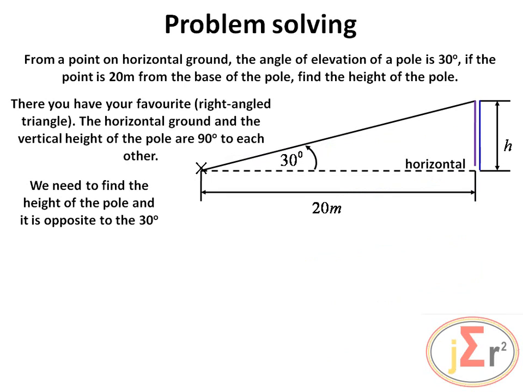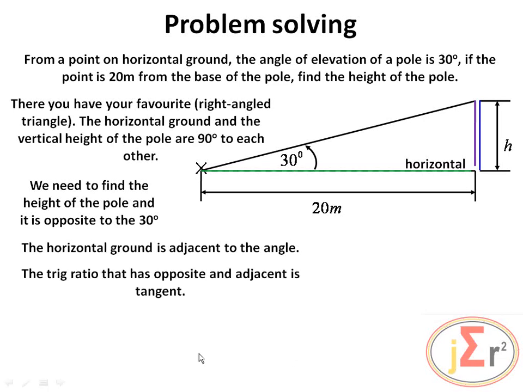And we need to make use of other information that we have. So we have a line right here, 20 meters right here. So what do we know? The horizontal ground is adjacent to the angle. So this is the adjacent. The adjacent that we have right there is 20 meters. So we have adjacent and we have opposite, bearing in mind that this is the angle that we are doing our work relative to. So what is the trig ratio that has opposite and adjacent?